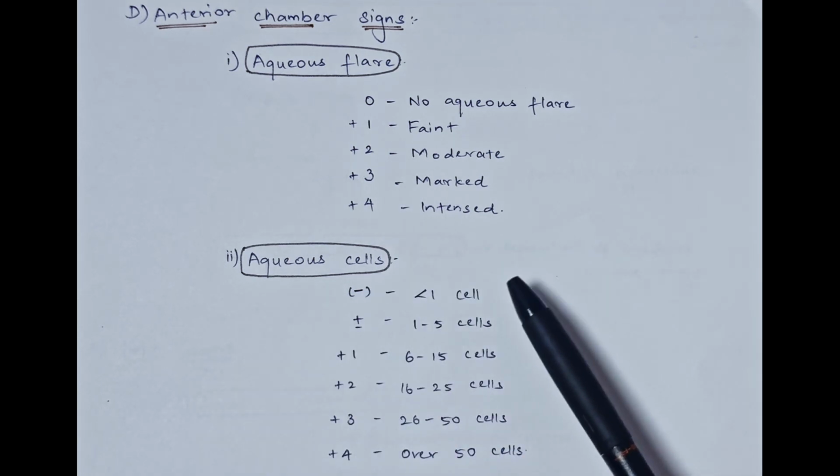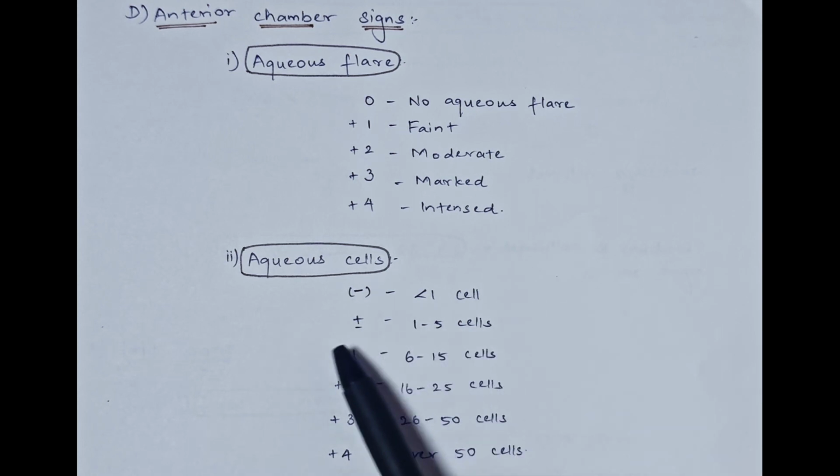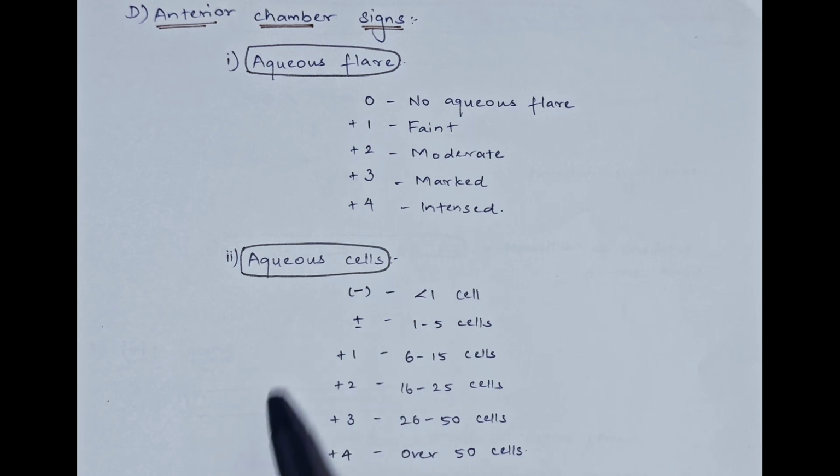Aqueous cells: if there are less than 1 cell, then it is negative. If it's 1 to 5 cells, it can be negative or positive. And if there are 6 to 15 cells, it is +1, 16 to 25 cells, 25 to 50 cells, and over 50 cells, and graded accordingly.